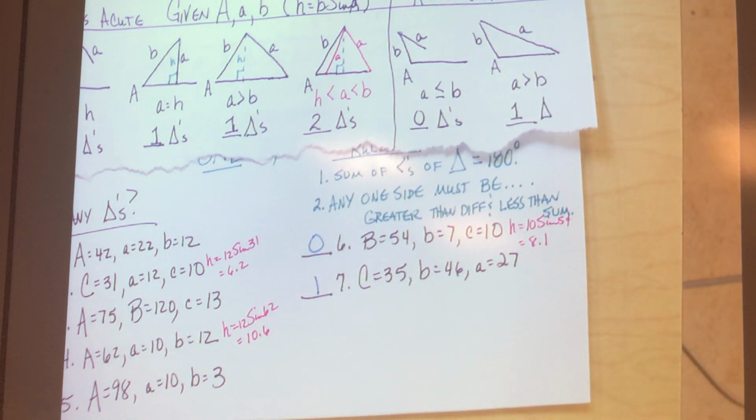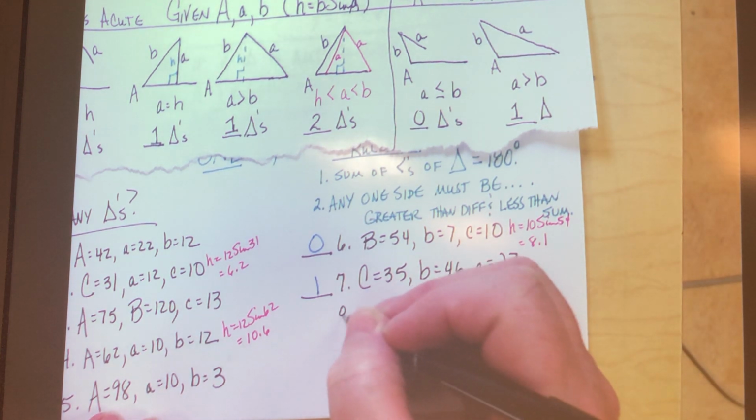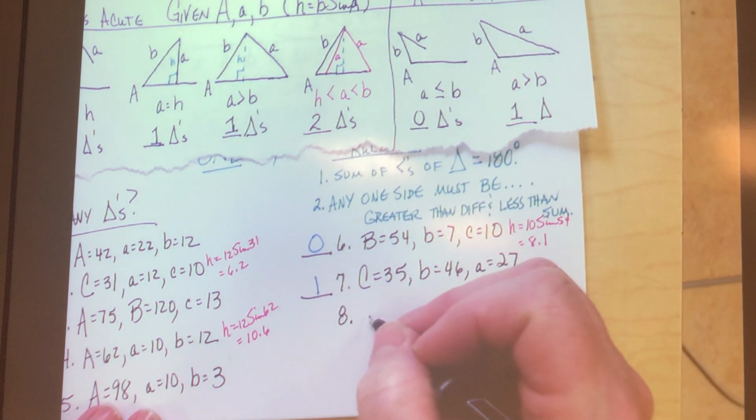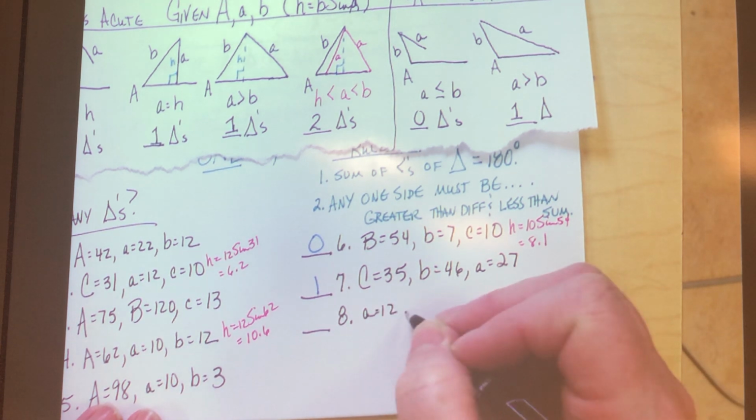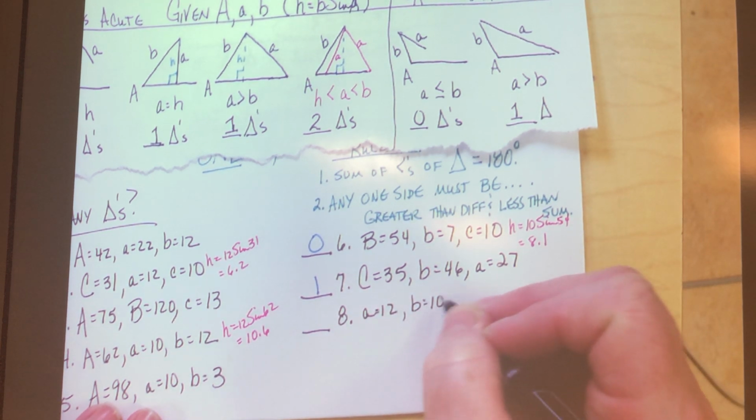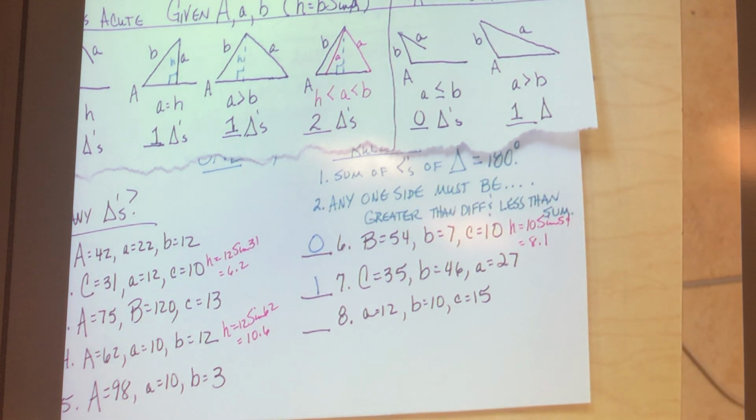That's right. Remember, ambiguous is the only one that has multiple answers. Everybody else has 1, or it has none because you busted. Oh, okay, I got you. Here's the next one. Little a is equal to 12, little b is equal to 10, and little c is equal to 15. Is it ambiguous?